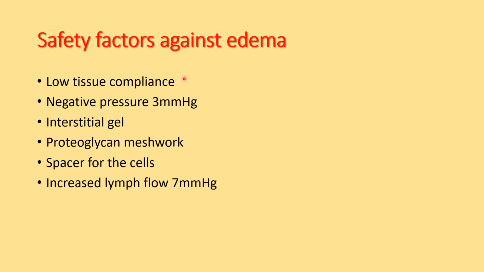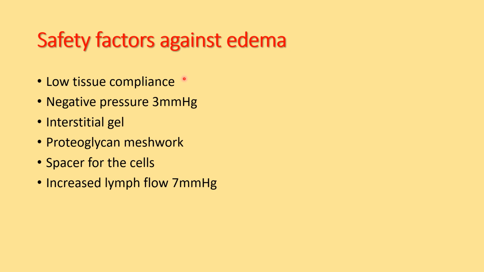The second safety factor is caused by the increased lymph flow from the interstitial tissue to the capillary, which is about 7 mm mercury. So it increases the lymphatic flow to transport the excess fluid and proteins from the interstitial tissue space to the capillaries. It creates 7 mm mercury.